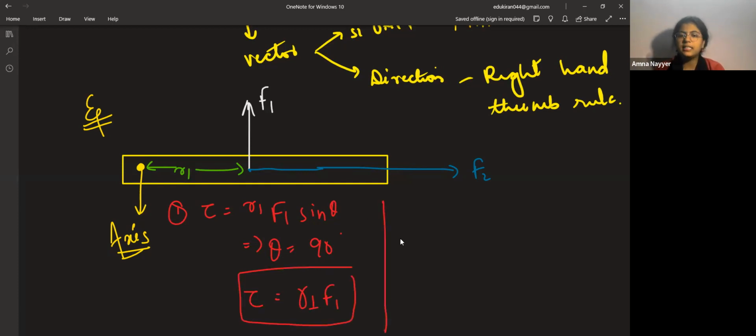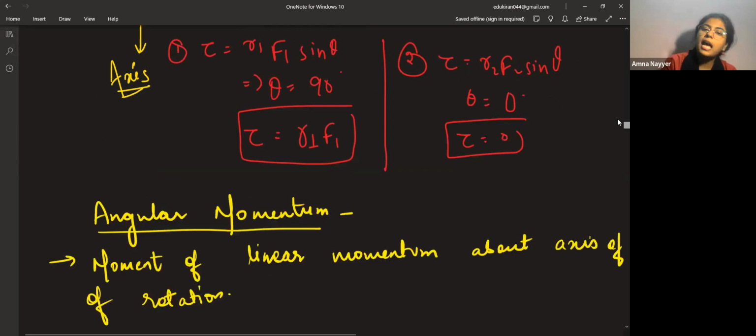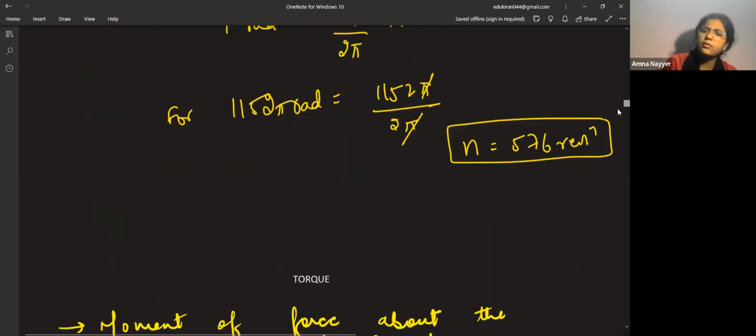But when I am talking about F2, which is acting parallel to R1, tau will become R2 F2 sine theta. The problem is that R1 and F2 are already parallel to each other, so the angle will become 0 degrees, and torque will be 0. So these two special cases can be asked in your exam: in which case is the torque maximum, and in which case is the torque 0? This is how you should handle all the questions of torque. Angular momentum I'll discuss after I write down everything about torque.